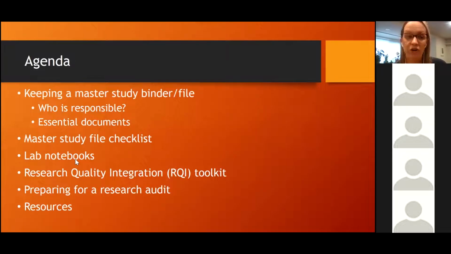So just quickly, what I'll be going over today, we're going to talk about keeping a master study binder or file, however you like to call it, who's responsible for that, what are the essential documents that you really should be holding onto and keeping organized. I'm going to introduce you to a tool called the Master Study File Checklist. For those who do use them, I will touch briefly on lab notebooks. I'm going to introduce you to, for those who haven't seen it yet, the Research Quality Integration Toolkit. We'll talk a bit about preparing for a research audit, and then I'll show you how to access some of those internal resources as well.